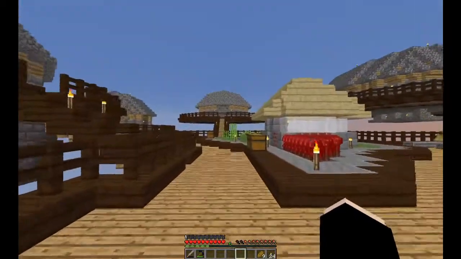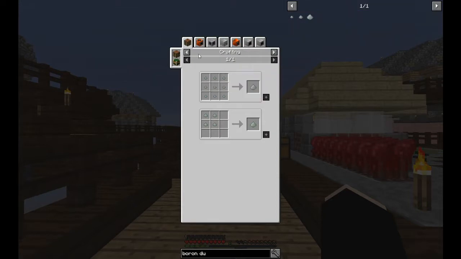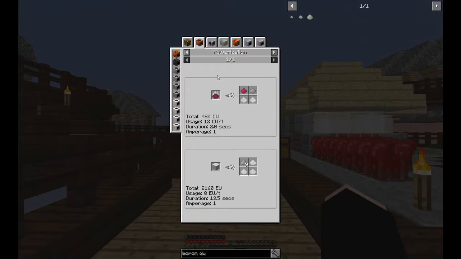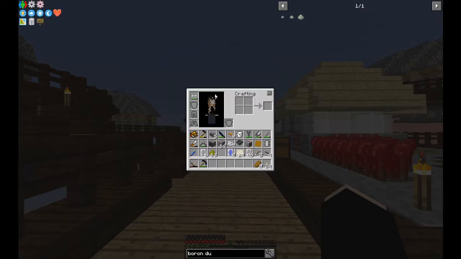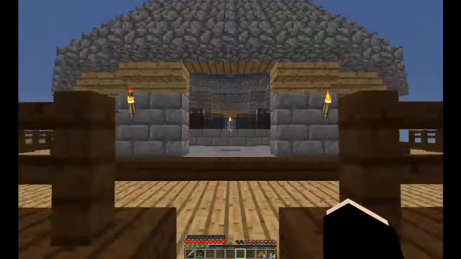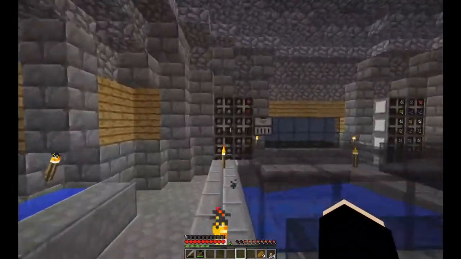Okay. What is it I'm looking for? Boron from, no, come on. Lepidolite, lepidolite, I don't know. I don't even know if these are real world materials, but we'll see. Lepidolite.